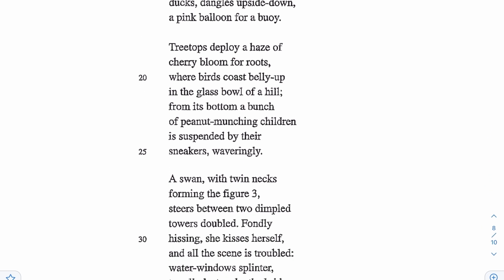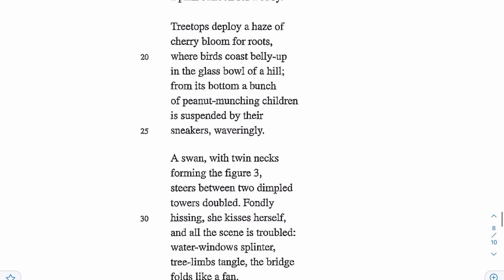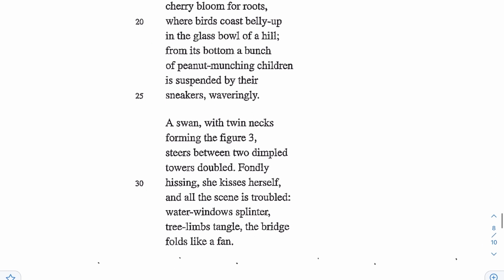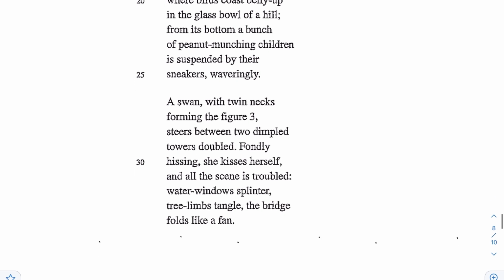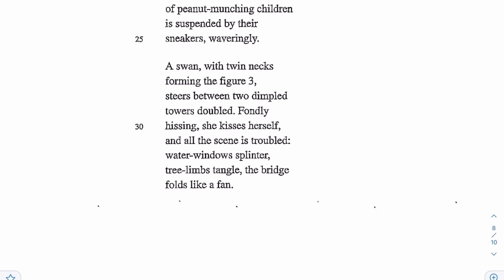Treetops deploy a haze of cherry bloom for roots, where birds coast belly up in the glass bowl of the hill. From its bottom, a bunch of peanut-munching children is suspended by their sneakers, waveringly. A swan with twin necks forms the figure 3, steers between two dimpled towers doubled. Fondly hissing, she kisses herself, and all the scene is troubled. Water windows splinter, tree limbs tangle, and the bridge folds like a fan.